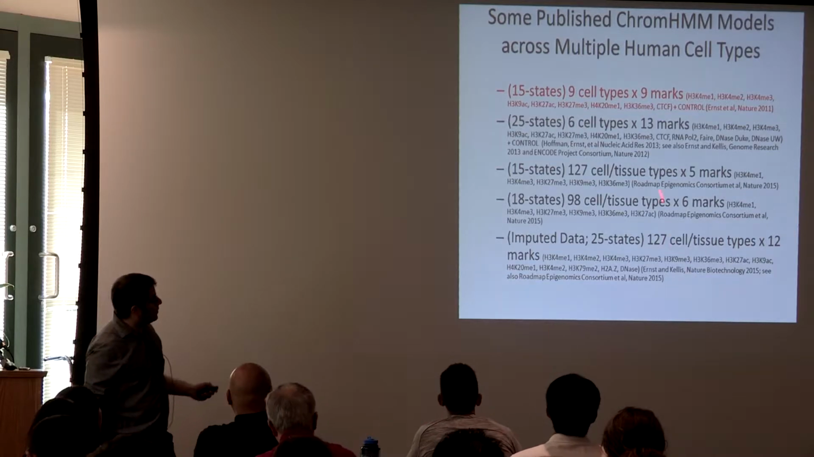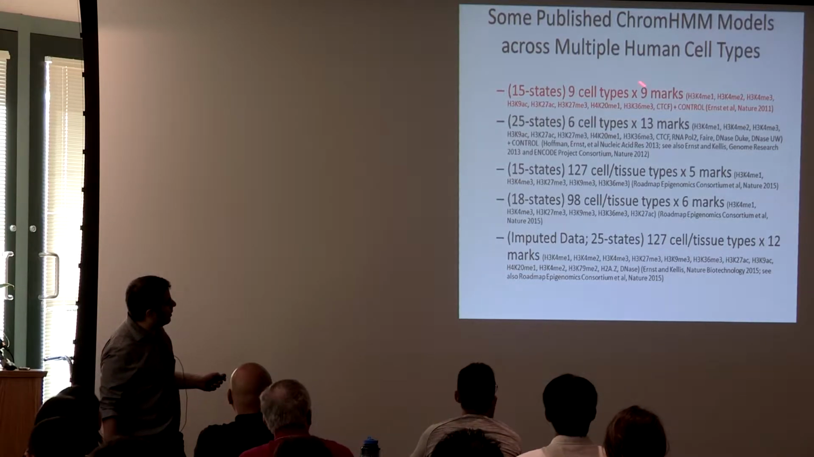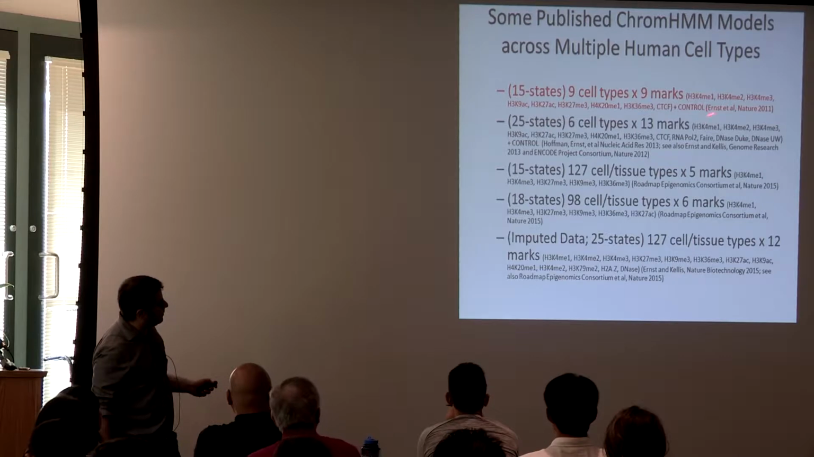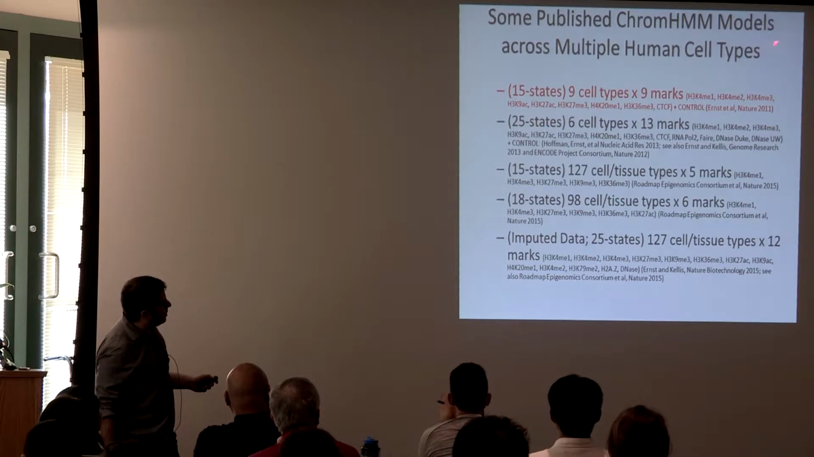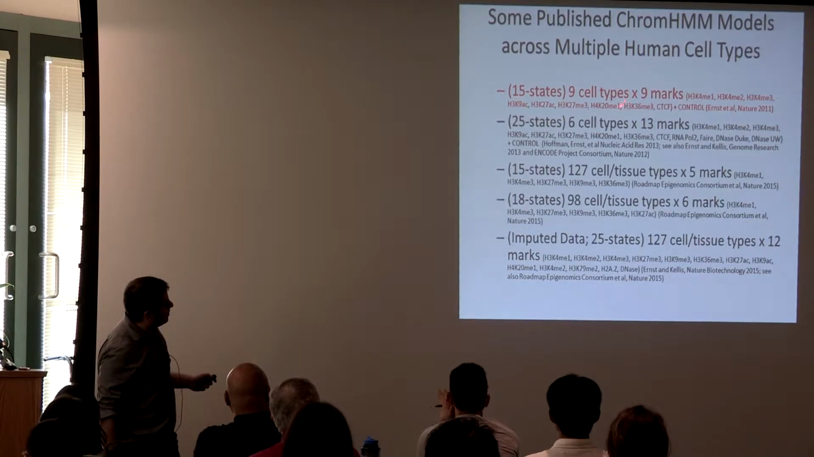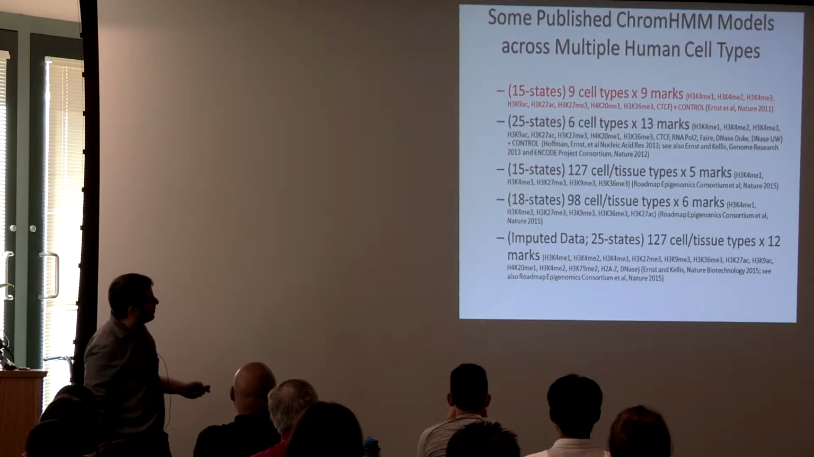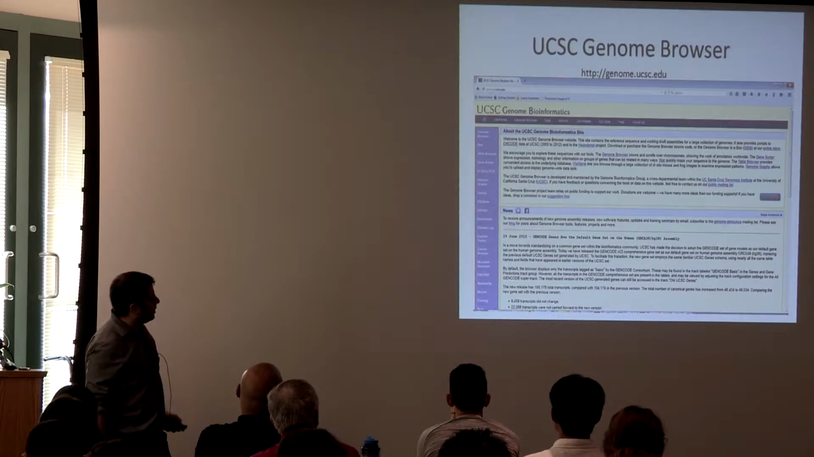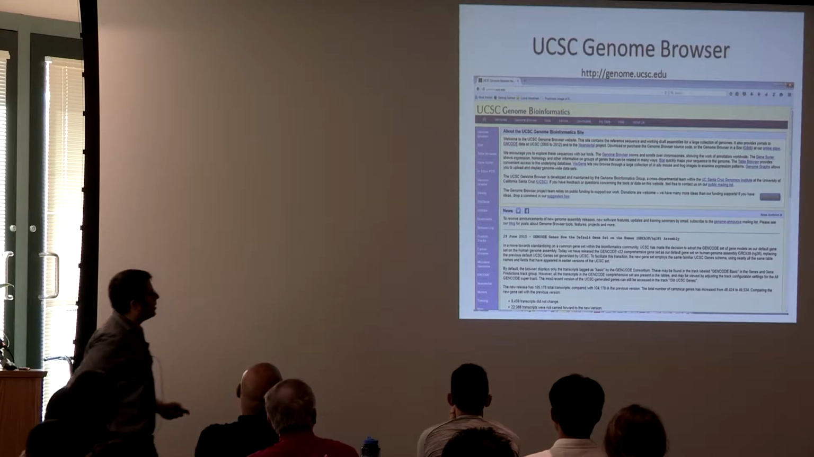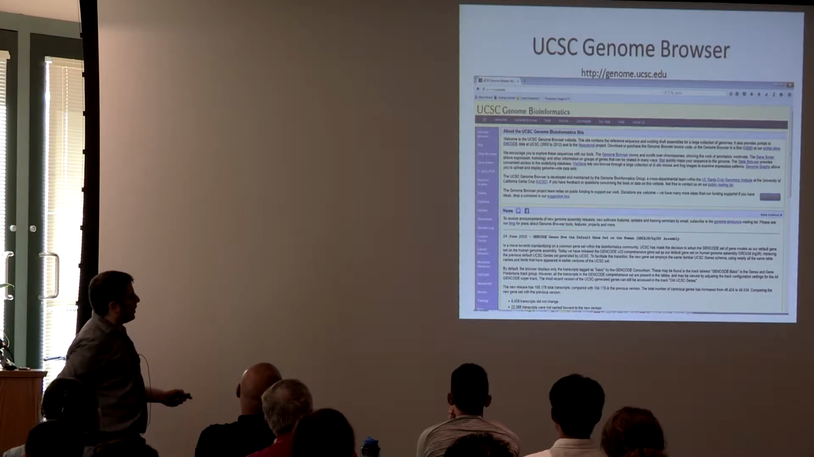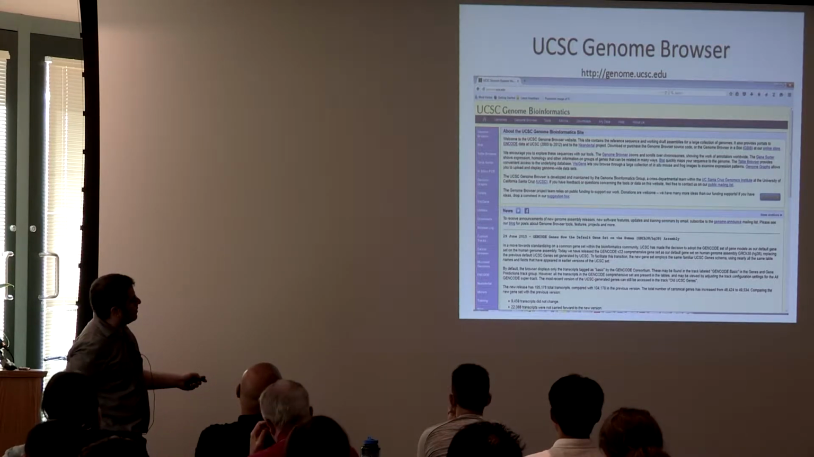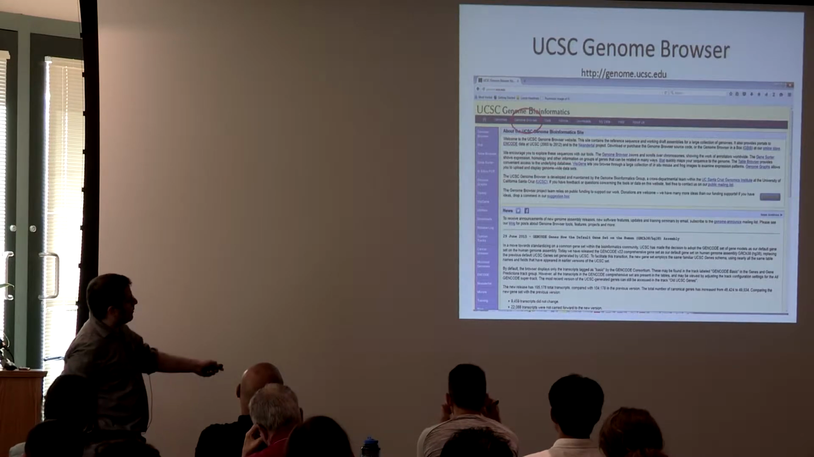So this was the original model across multiple different cell types, which I was using before. This was the work published in 2011, where it was based on 9 marks, or 8 histone modifications and CTCF, as well as an input control across 9 cell types. And this is incorporated into the UCSC genome browser. So this is the URL if you haven't been there before.